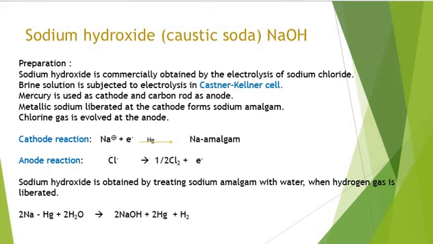Now, the first compound is NaOH. NaOH is also called as caustic soda. Sodium hydroxide is commercially obtained by the electrolysis of sodium chloride.